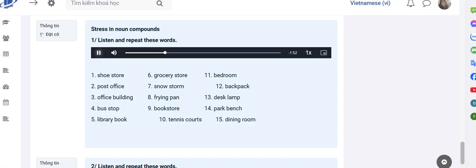8, Frying pan. 9, Bookstore. 10, Tennis courts. 11, Bedroom. 12, Backpack. 13, Desk lamp. 14, Park bench. 15, Dining room.